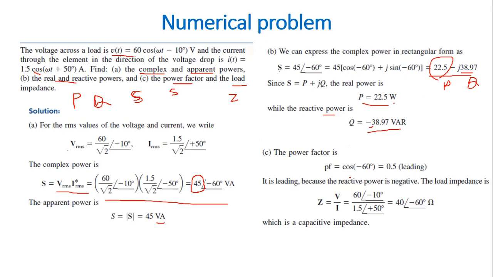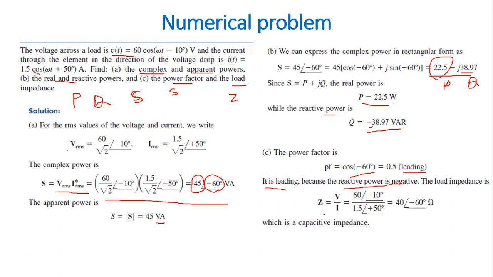So power factor can be found using cos of theta V minus theta I. The angle from this is minus 60. So cos of minus 60 is equal to 0.5 and we have a leading power factor because the load is capacitive. Here it is leading because reactive power is negative. We get negative reactive power only when we have a capacitance.